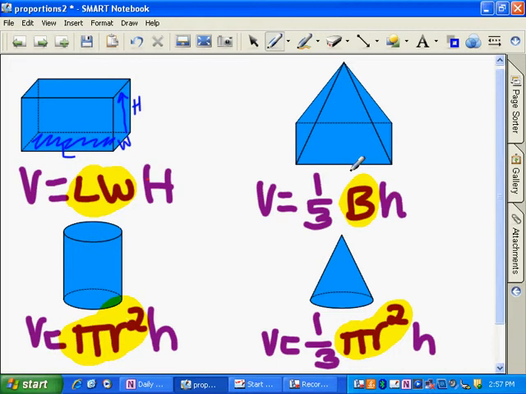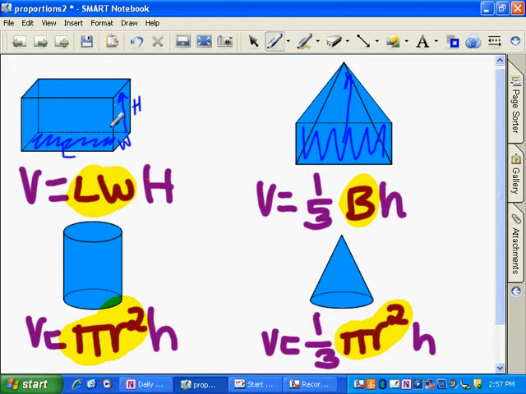The same thing holds true for the volume of a square or rectangular pyramid. You find the area of the base, which is down here, and then you multiply it by the height. The difference, though, is that you have to divide it by 3 or multiply it by 1/3, because 3 pyramids fit inside a prism that has the same length, width, and height. A pyramid is 1/3 the size of a prism with equal dimensions.